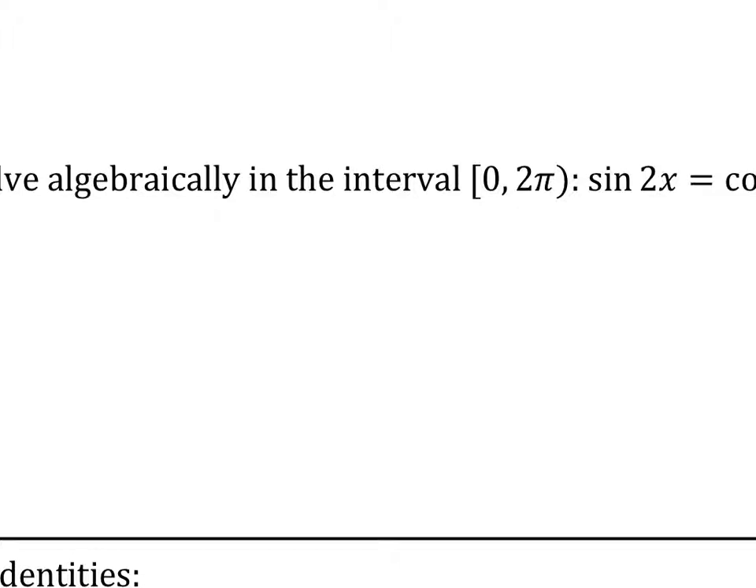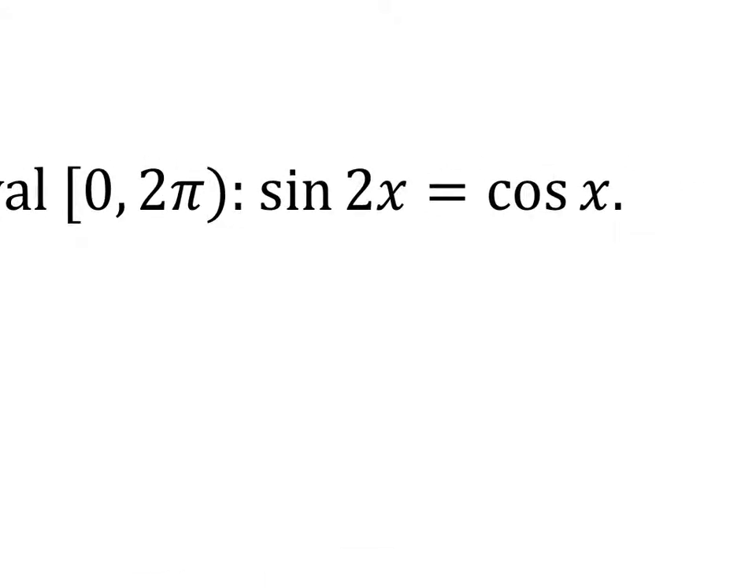Okay, let me talk about some strategy in solving this kind of problem. First of all, you cannot solve this when one of them has the variable 2x and the other one has x. If they're not the same, then you need to make them the same. So how do we make sine 2x so that it's no longer 2x and just x? Change it to what? 2 sine x cosine x.